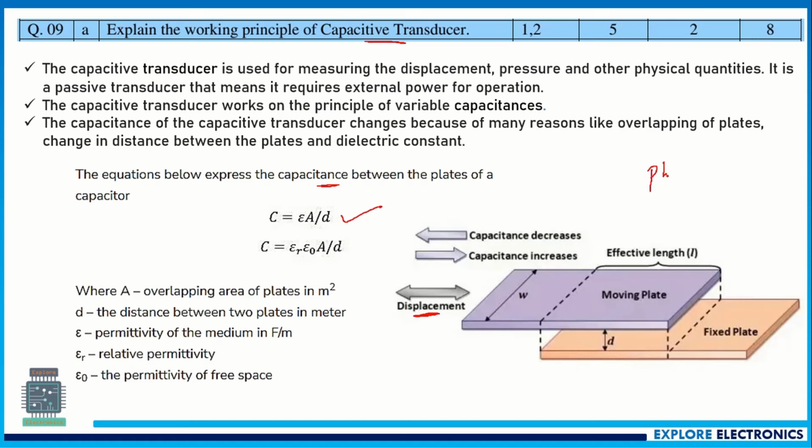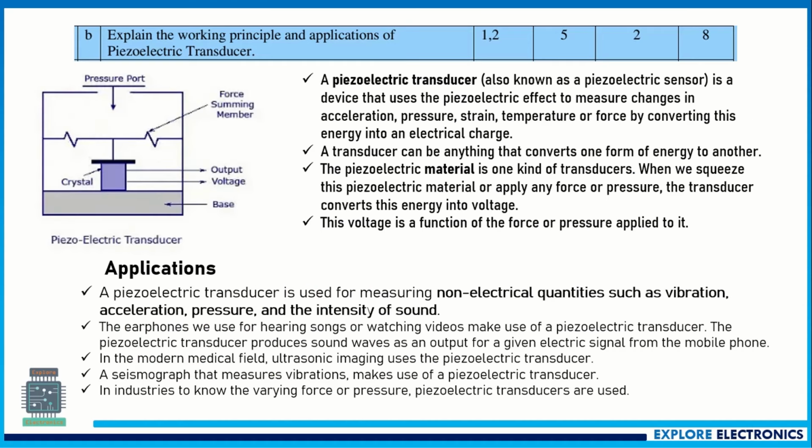Here the physical phenomenon of working is very important. That carries maximum marks. 3 to 4 marks will be given for the explanation of how it works, and also the relevant circuit, and you can also write some other circuits if you know any with respect to capacitive transducers.